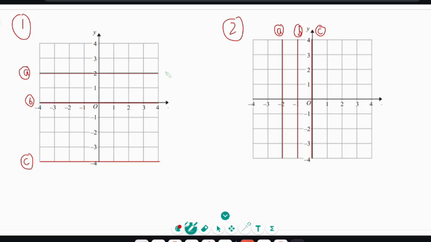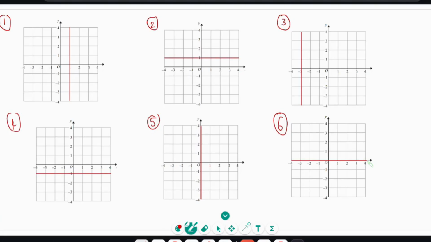So the first one is y equals 2. Now, a lot of people get this one wrong. It's actually y equals 0. If you look at all the coordinates on this line, (4, 0), (3, 0), (2, 0), y is always 0. And then y is negative 4. And for question 2, A, x is equal to negative 2. B, x is equal to negative 1. And for C, x is equal to 0.